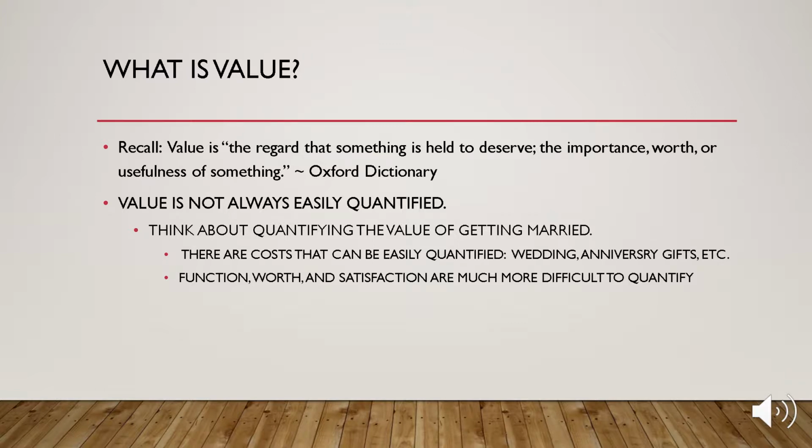If you think about the value of getting married, there are obviously costs. There's the wedding cost, the anniversary gift costs, the costs of children, of houses. But if you think about the function, the worth, the satisfaction of getting married, the only way that you can quantify that is comparatively. And I'll get into that a little bit later, but I just wanted to mention that it is not simply comparing costs. Comparing worth is a little bit more difficult.